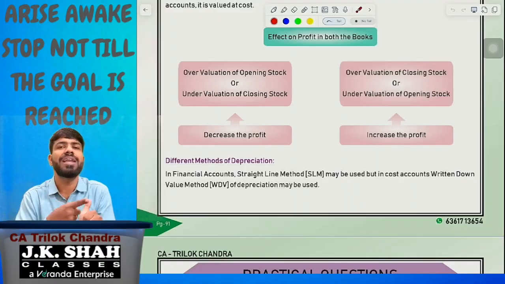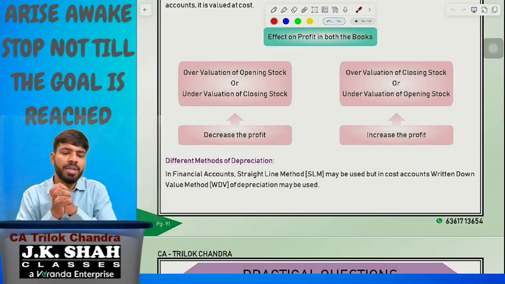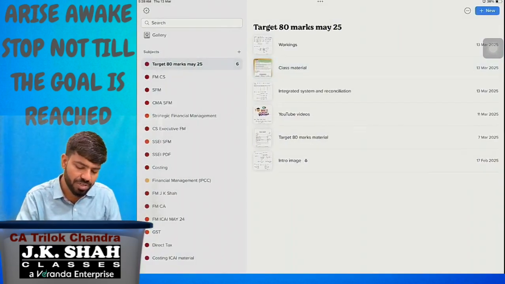Number 1, notional expenses, which are considered in cost books only. Non-operating expenses, which are considered in financial books only. Third one, under or over absorption. Fourth one, stock valuation. Fifth one, depreciation. All of you clear about this? Okay. Let me solve 2 questions based on this concept.